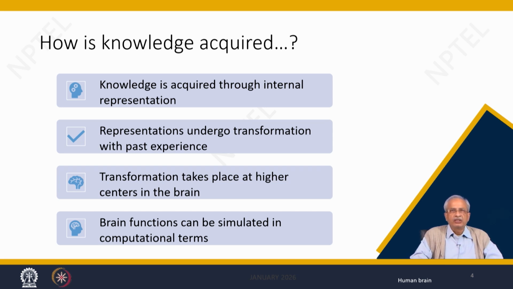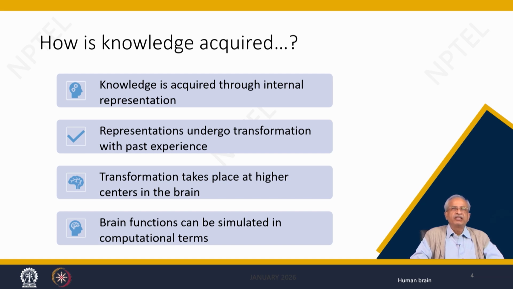Now, knowledge is acquired through internal representation. Most of us believe that what we see with our eyes, ears, and other sense organs, we get as it is. We do not get it as it is, because after we sense all this information from the outside world or also from the inside world, it goes through a change, and that change is called representation. And that representation undergoes transformation, because every time we see an object, that gets added to our already available experience, and then it actually transforms.